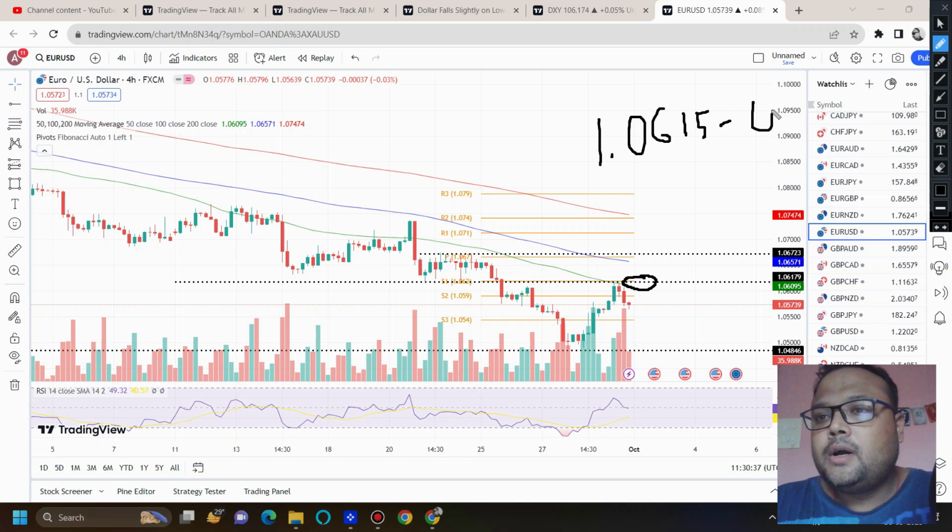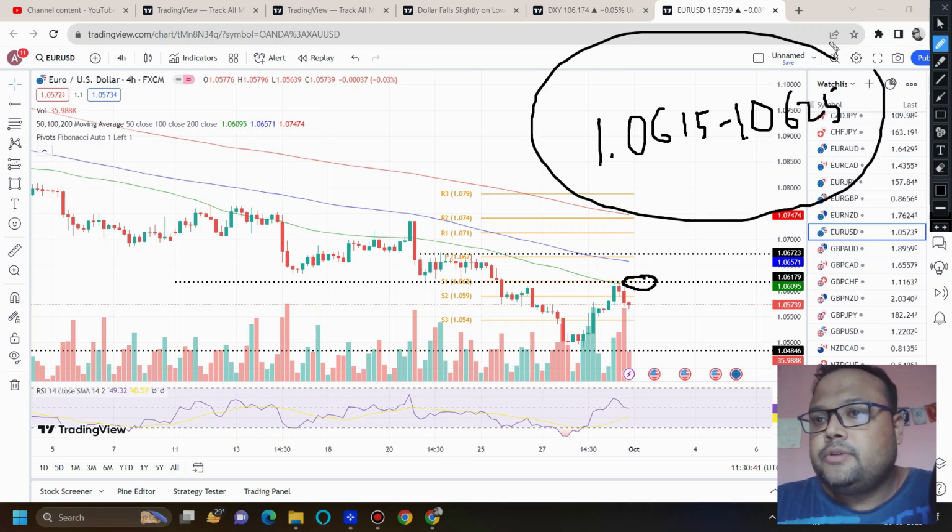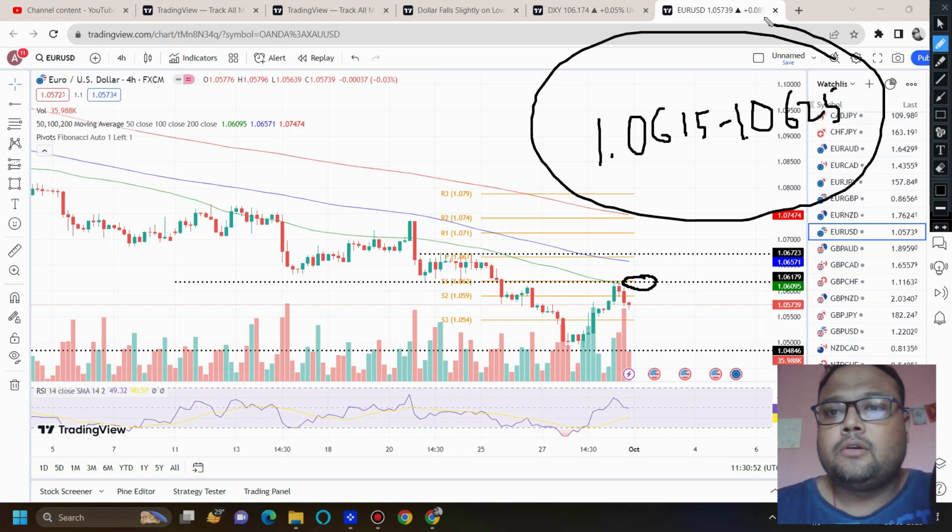1.0615 to 1.0625. This will be the selling opportunity again, considering the volatility of the market, because for a breakout or breakdown, volume is extremely important. In the absence of volume, the market cannot go for a breakout.